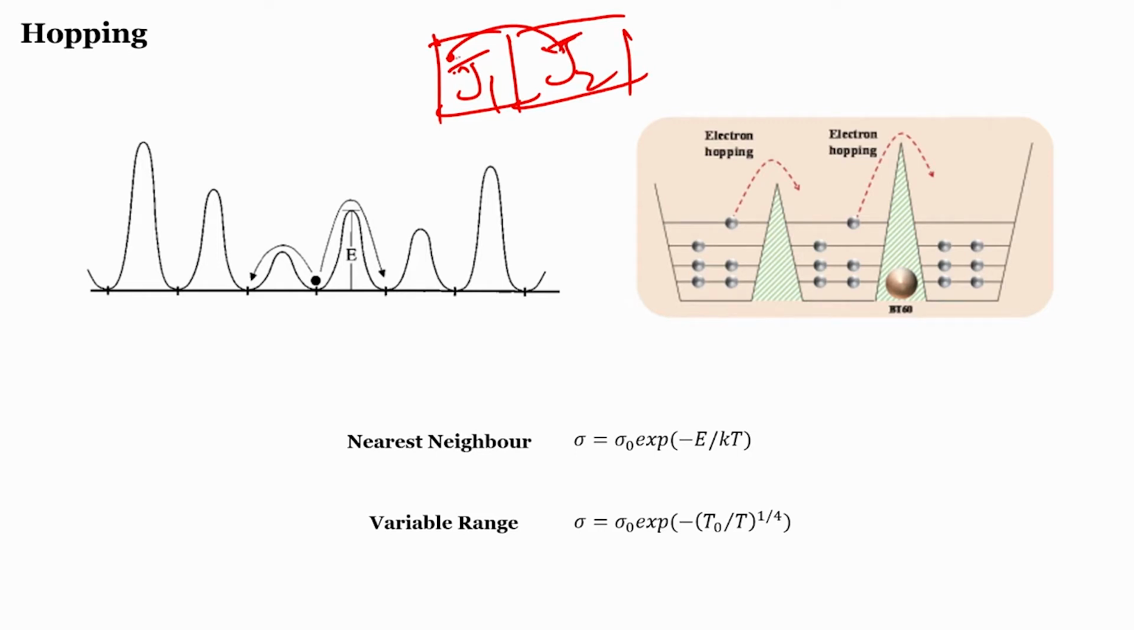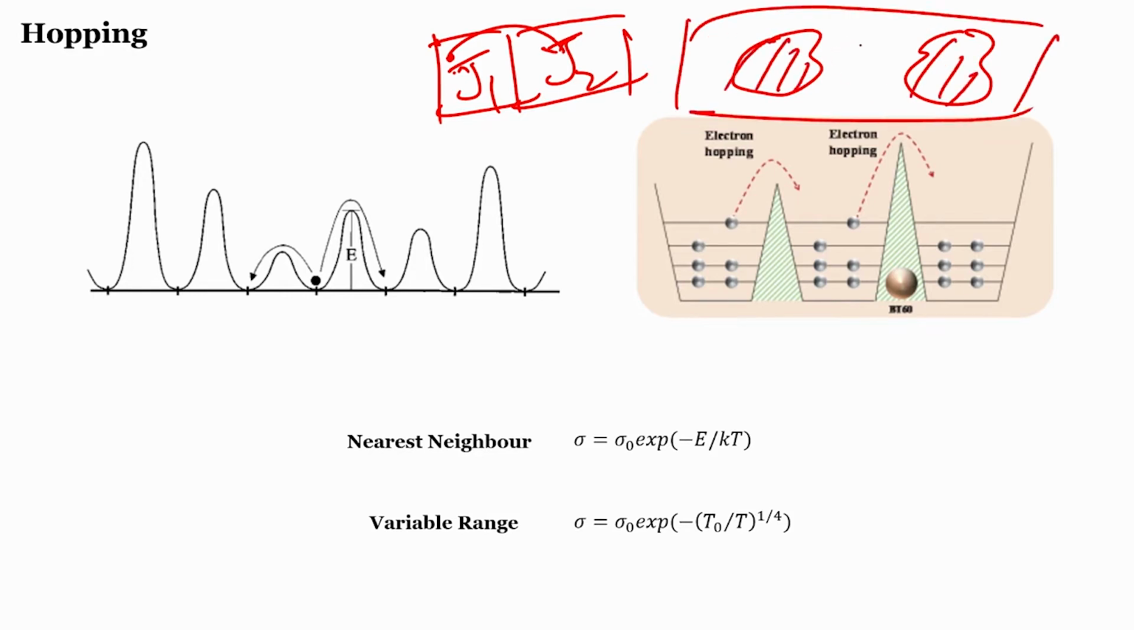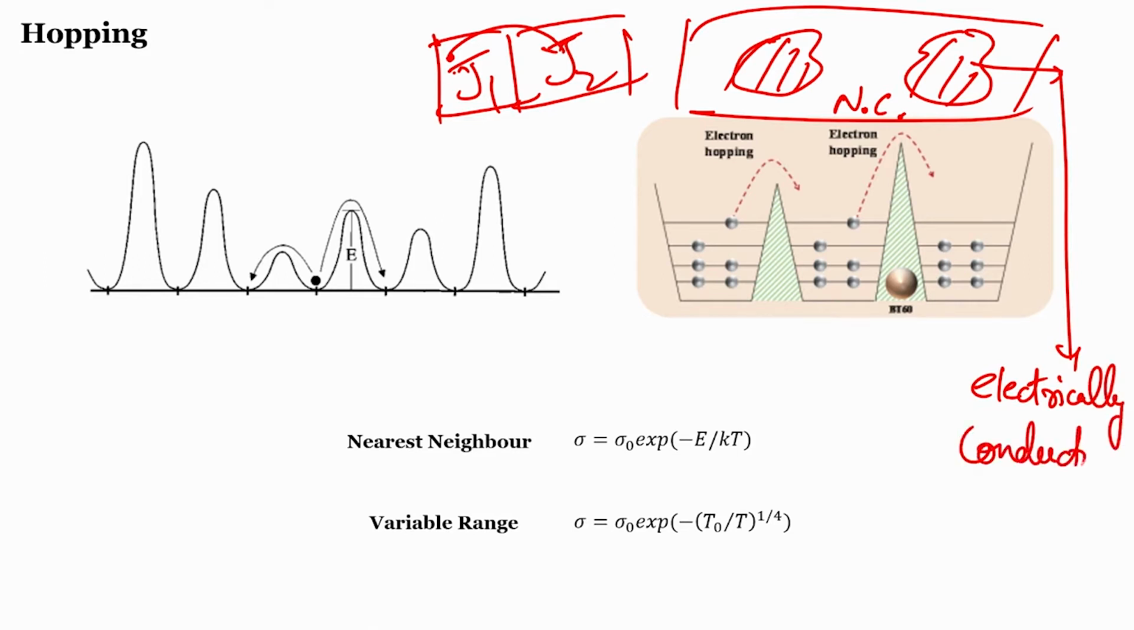Please note that this particular network is just shown for the simplest possible case. The junctions could be something like this in a network. So let's say these are conductive junctions, and in between there is a matrix which is non-conductive. So this is the non-conductive region and this is the electrically conductive region. What we found was the process through which electrons can jump from one conductive junction to another is the process of hopping. Hopping can be of two types: nearest neighbor and variable range.